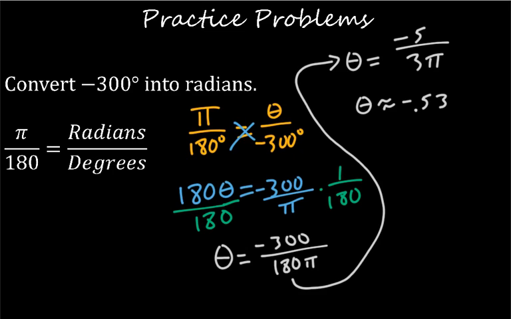So that's the one method using that single proportion that we can use when converting from radians to degrees or from degrees to radians.